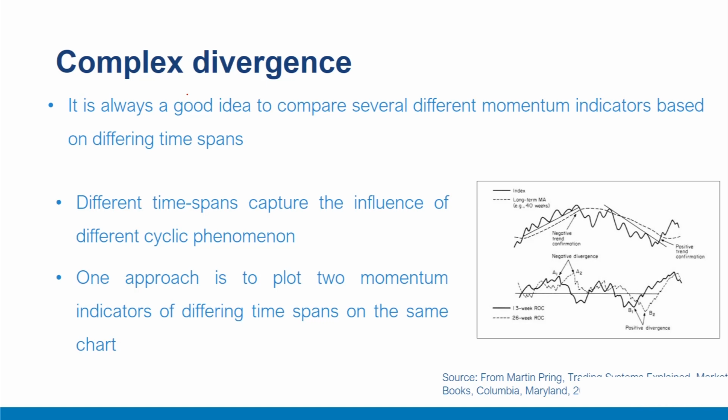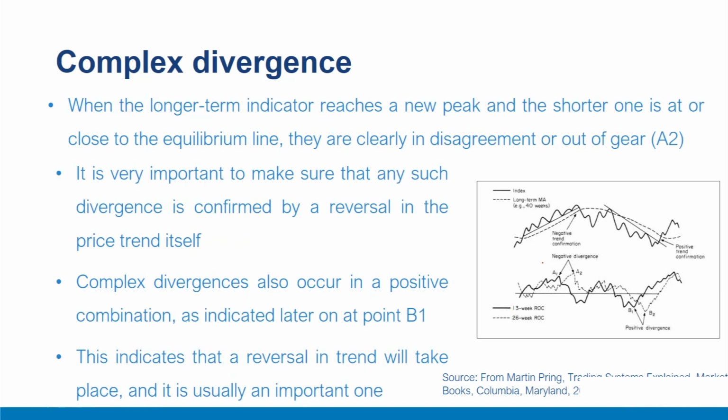Since this method tries to monitor two separate cycles, it is wise to choose two different time periods. For example, not much can be gained from a comparison of 12 and 13 week ROC, since they would be very close to each other. In contrast, as we can see here, 13 and 26 week spans would clearly differentiate and reflect different cycles. Most of the time the two indicators are moving in gear. So this study does not give us much information.